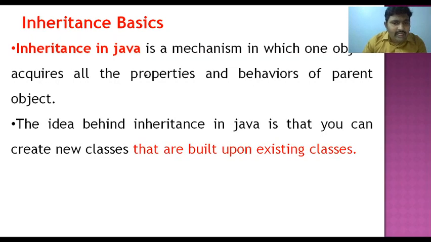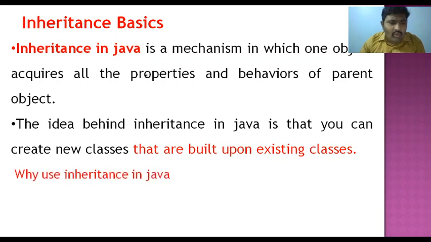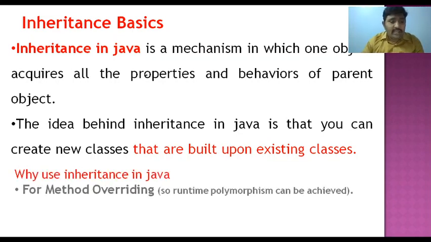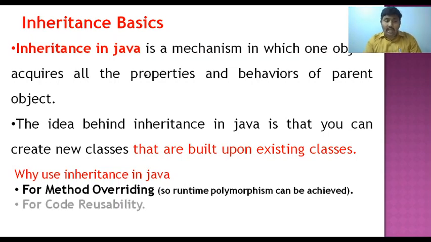The idea behind inheritance is that you can create new classes based upon existing classes. Whenever you need the methods and variables of existing classes, you don't need to create those variables and methods again in that class. You can just take them from the existing classes. So why do we use inheritance? The main purpose is, first, to achieve method overriding. This is how we achieve runtime polymorphism, and we can also achieve code reusability. To reduce the length of the code, whatever code we have already created can be easily reused with the help of inheritance.